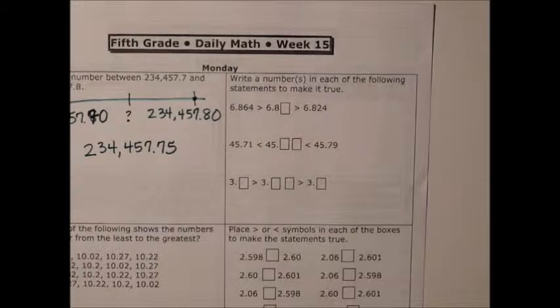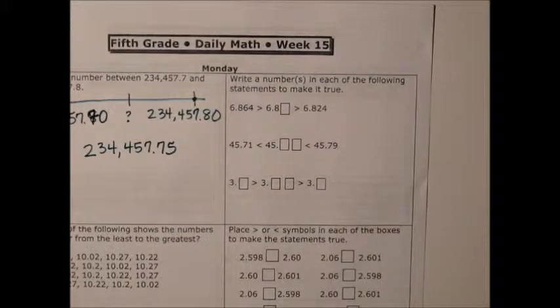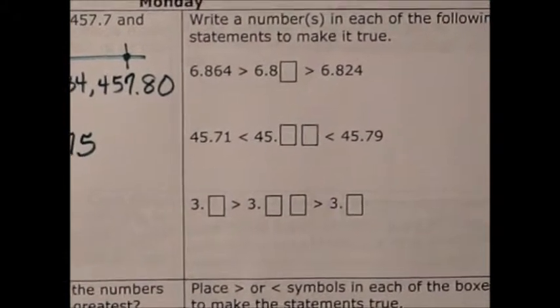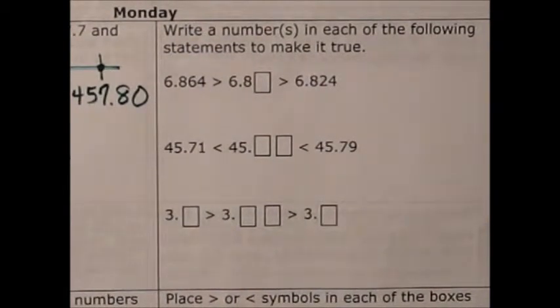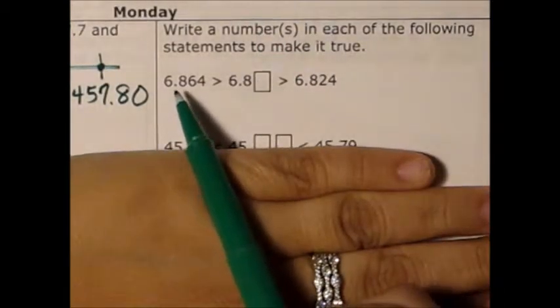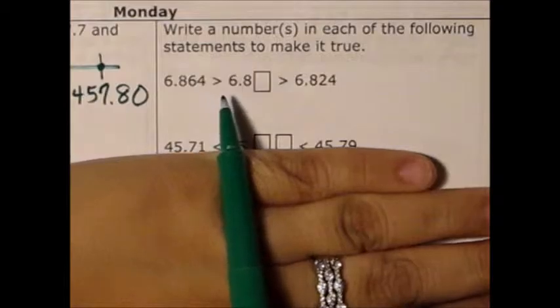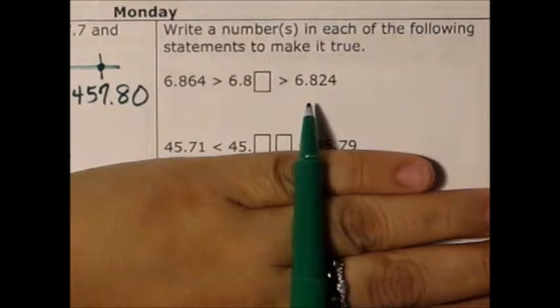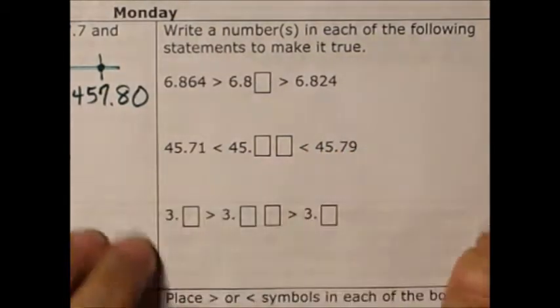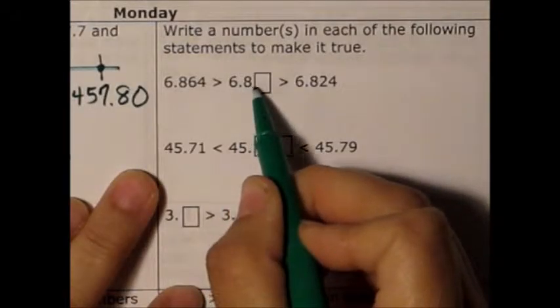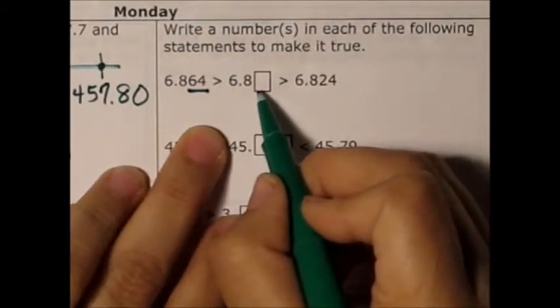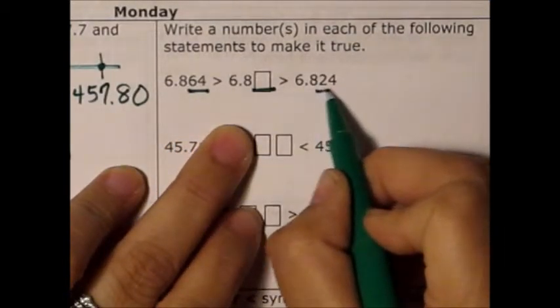Which numbers in each of the following statements make it true? I'm going to zoom in a little here, make these bigger. And like always, you need to make sure you have the same place values on either side. So let's start with the first one. We have 6 and 864 thousandths greater than a box, greater than 6 and 824 thousandths. So we notice that the 6 and 8/10 is the same, so let's look at the values in the hundredths and the thousandths place.